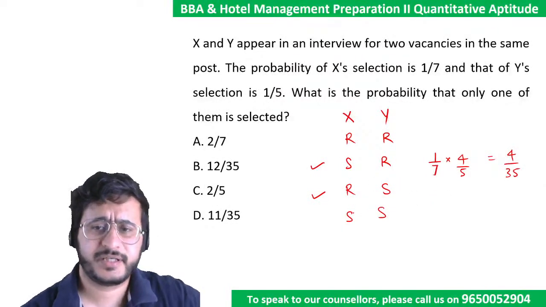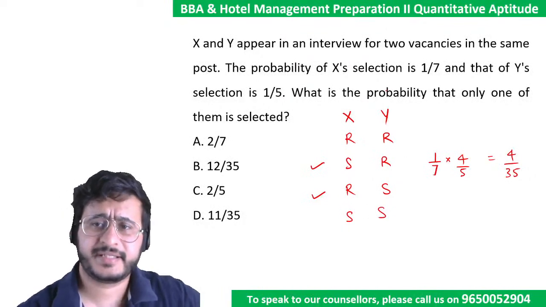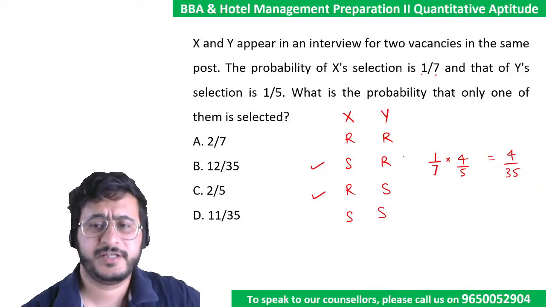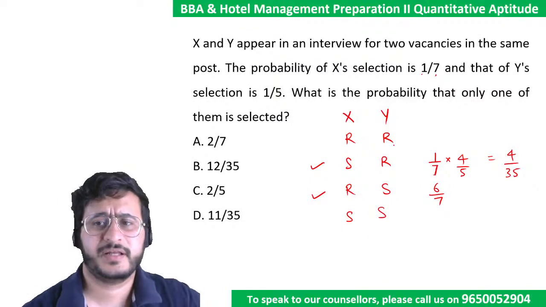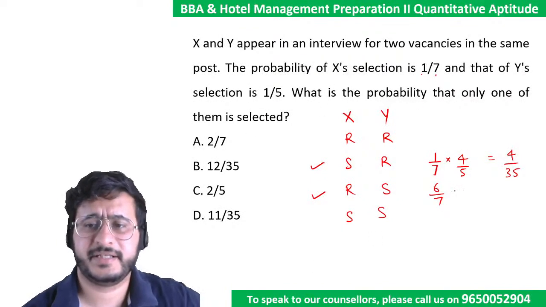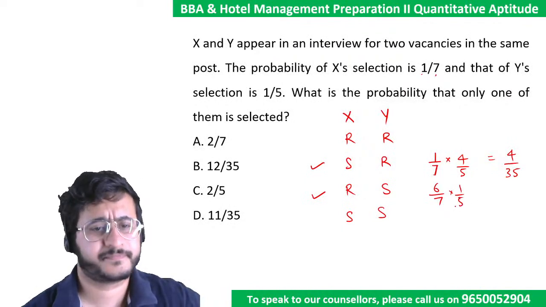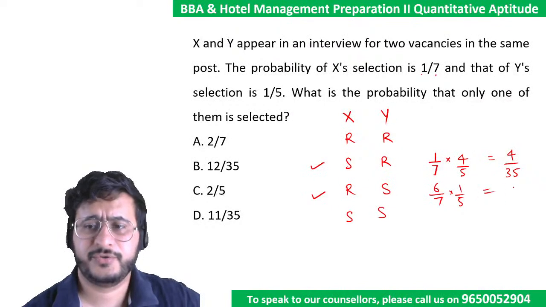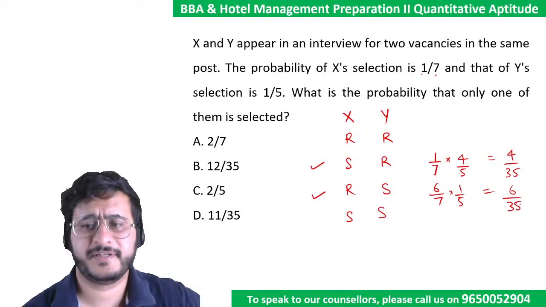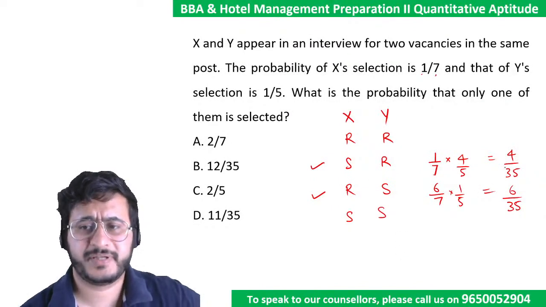Now second case, X is rejected. X is selected in 1 by 7 ways, so X will be rejected in 6 by 7 ways. And Y can be selected in 1 by 5 ways. So when X is rejected and Y is selected, you have 6 by 35 ways, right? So basically the probability is 6 by 35.